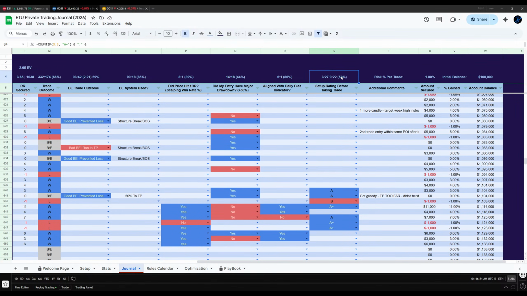By the way, this percent here at the end is just comparing A and B trades. So A and A plus versus B and B plus trades. So 80% of the time my trades are A or A plus.